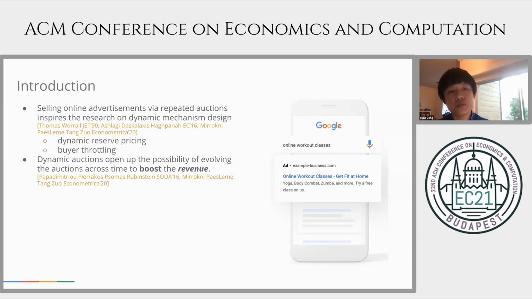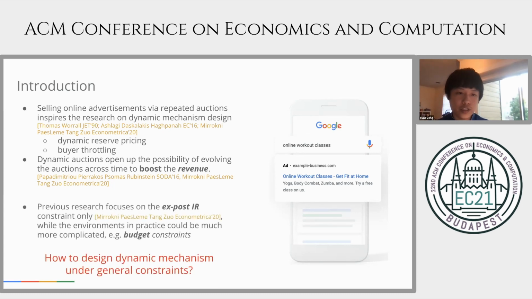Selling online advertisements via repeated auctions inspires the research on dynamic mechanism design. In comparison with static mechanism design, one can incorporate many interesting new features in dynamic mechanisms, for example, dynamic reserve pricing or buyer throttling. More importantly, dynamic auctions open up the possibility of evolving the auctions across time to boost both the welfare and revenue. In particular, the revenue gap between static and dynamic mechanisms could be arbitrarily large.